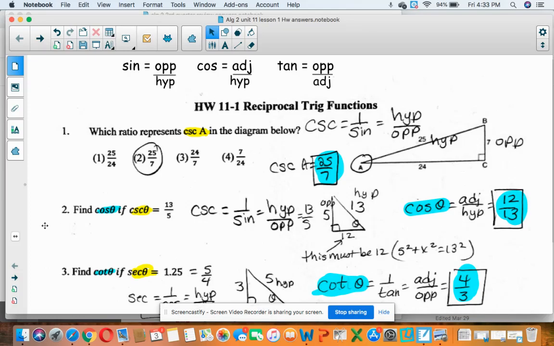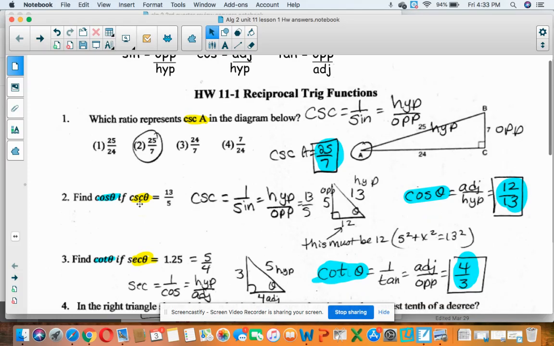Number 2, you have to draw your own picture, so it's a little bit harder than number 1. So number 2, they want us to find the cosine of theta if the cosecant of theta equals 13 over 5. So just like in number 1, cosecant is the inverse of sine. It's hypotenuse over opposite. So that makes the hypotenuse 13 and the opposite 5, because I got 13 on top and 5 on the bottom.